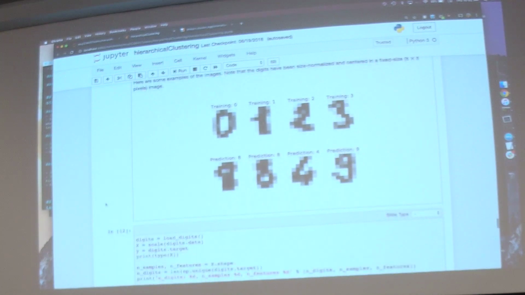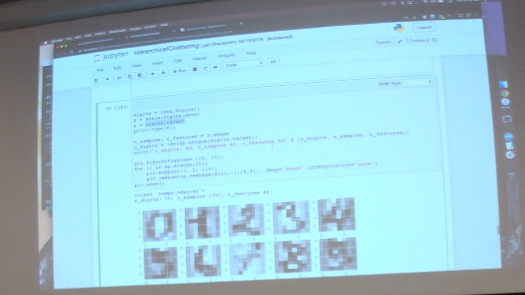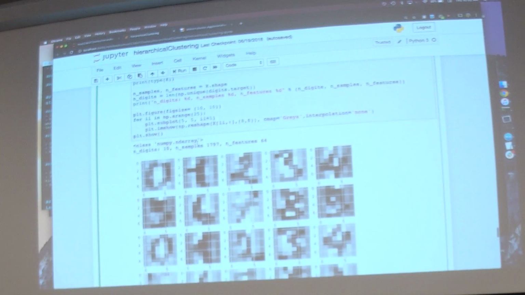So these are just some examples of the input. These are built into scikit-learn, so we can just say load digits to get them all. The data is the 8 by 8 image for the digit, and the target is the number it's supposed to represent. So we'll just draw a few of them.